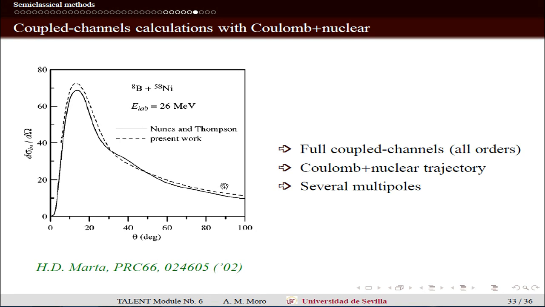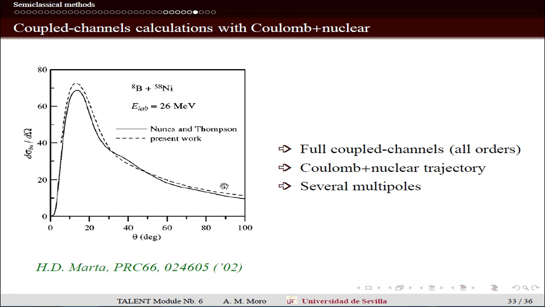There is a solid line here that is a full coupled channel calculation with CDCC, with all orders, with Coulomb, nuclear, and all the complications of the CDCC that you already have experienced on your own, and you will continue to experience now. And then you have the dashed line that is a semi-classical calculation that agrees very, very well with the full calculation. But in order to get this kind of agreement, they had to include Coulomb and nuclear effects. So the trajectory is no longer given by just the Coulomb interaction.